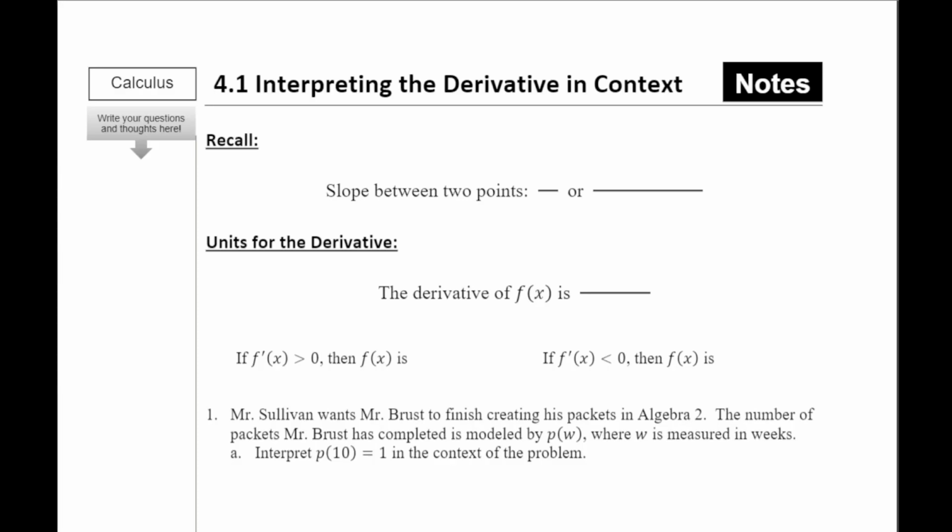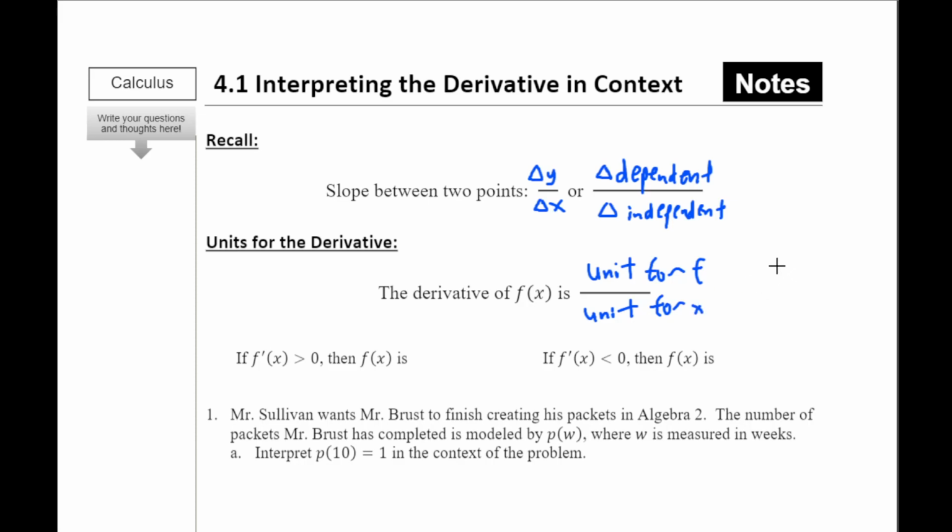If you recall, the slope between 2 points is your change in y over change in x, or the change of the dependent variable over the change in the independent variable. So the units for the derivative of a function f of x is the unit for f over the unit for x.